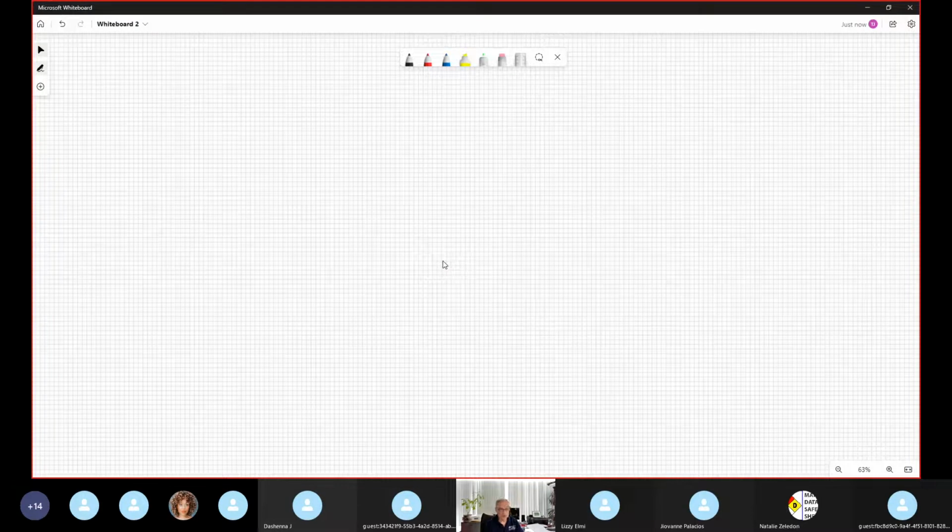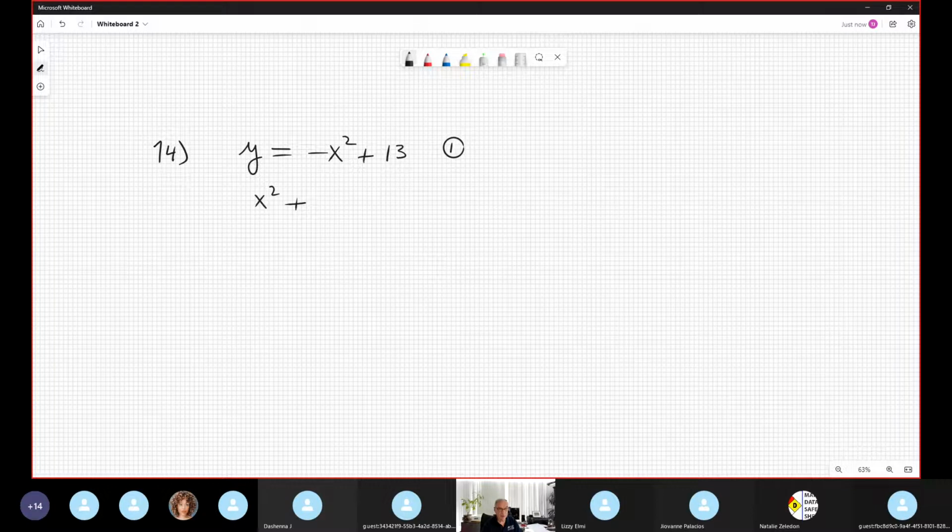14 is different. 14 is y equal minus x squared plus 13, equation 1, and x squared plus y squared equal 25, equation 2. But in this case, unfortunately, we have two non-linear equations. This is a parabola and this is a circle.